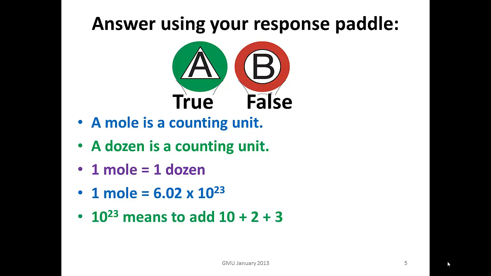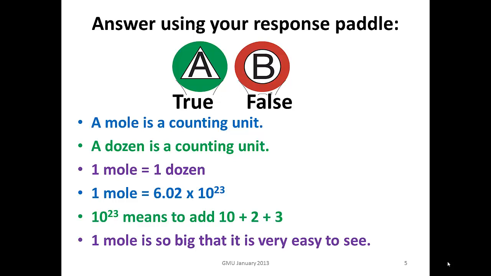10 to the 23rd means to add 10 plus 2 plus 3. True or false? Paddles up. That's false. Paddles down. 1 mole is so big that it's very easy to see. True or false? Paddles up. That is false. Paddles down.